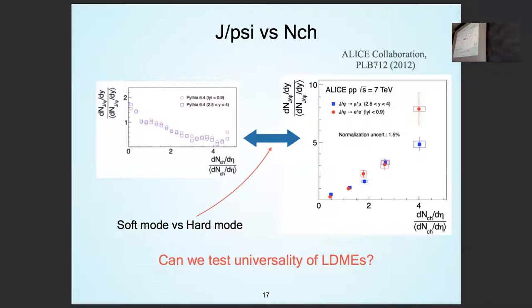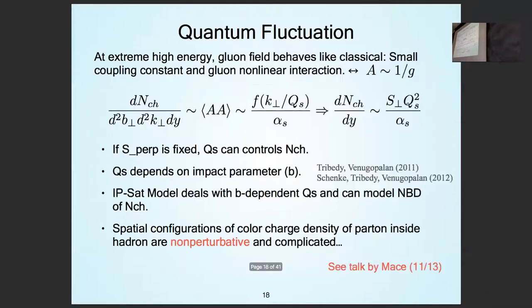So soft mode means a saturation state, the so-called fluctuation effect of saturation scale. The charged multiplicity is estimated by dimensional analysis. So this has no dimension, so this should be S_perp and Q_s squared. S_perp is the transverse region in the collision. If we fix this S_perp, higher multiplicity is obtained by increasing the saturation scale. So this means higher fluctuation effects give a higher multiplicity. And of course, the saturation scale depends on impact parameter.